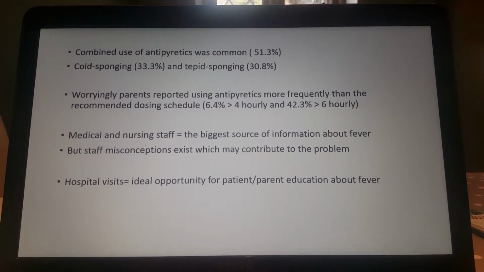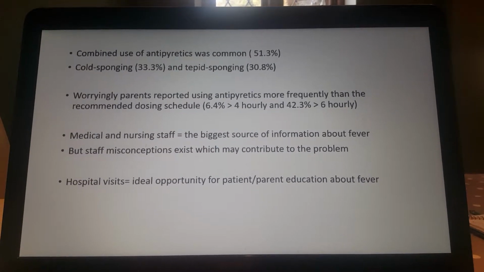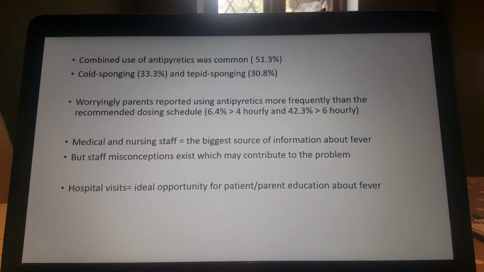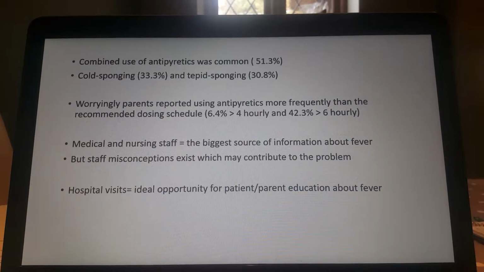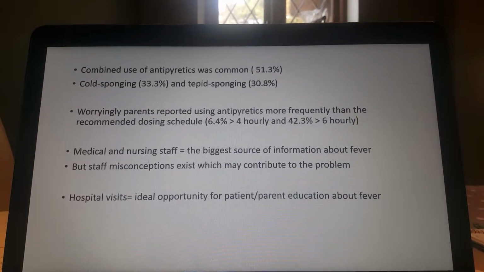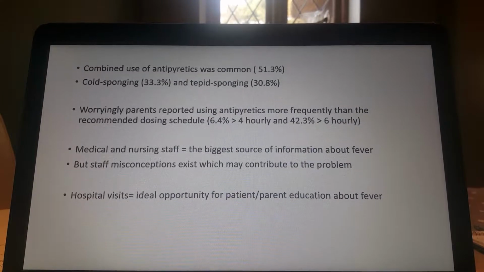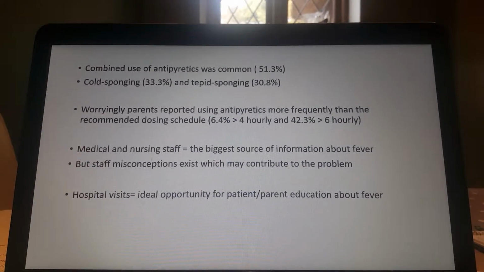The study also pointed out that medical and nursing staff are the biggest source of information about fever, which is obviously of huge importance in terms of our ability to do primary prevention and educate parents, but staff misconceptions exist, which also may contribute to the problem of fever phobia, with our own inherent concerns and attitudes about fever.